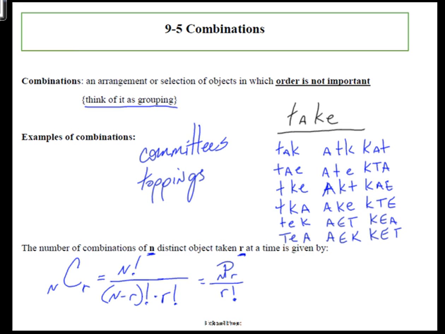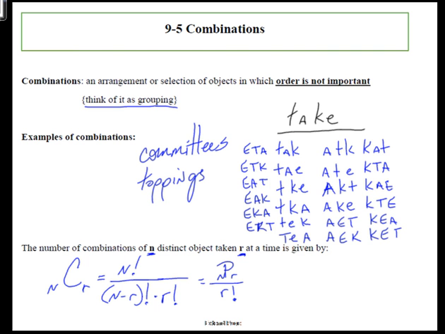Now we gotta stick the E in front. E-T-A, E-T-K, E-A-T, E-A-K, E-K-A, E-K-T. Should be 24 of them, I do believe. Let's see here. Yeah, looks like 24 of them. Now that would be all of our permutations.